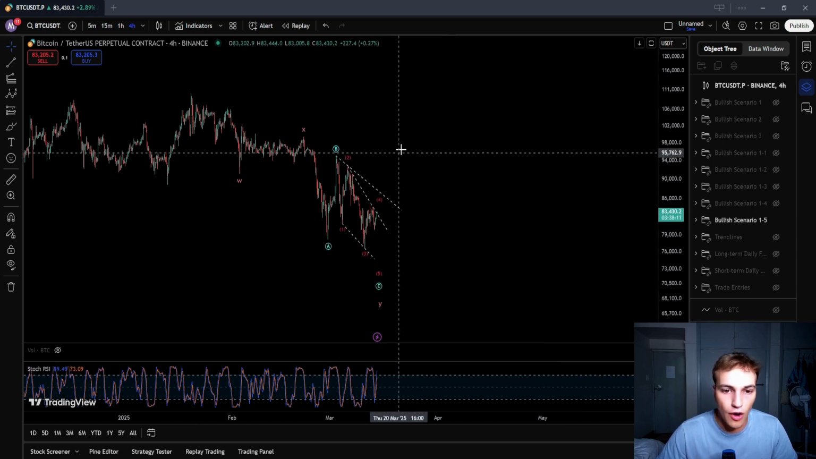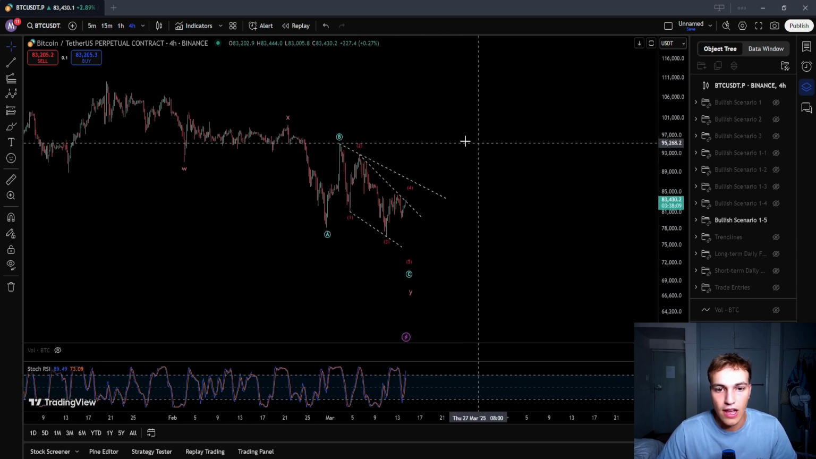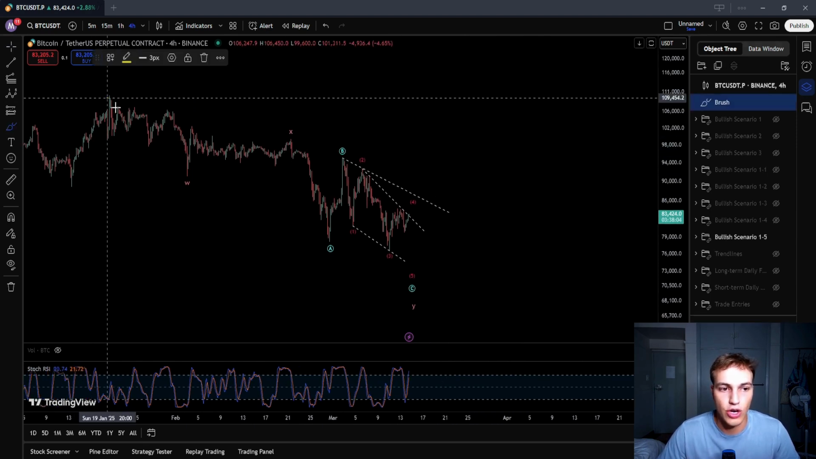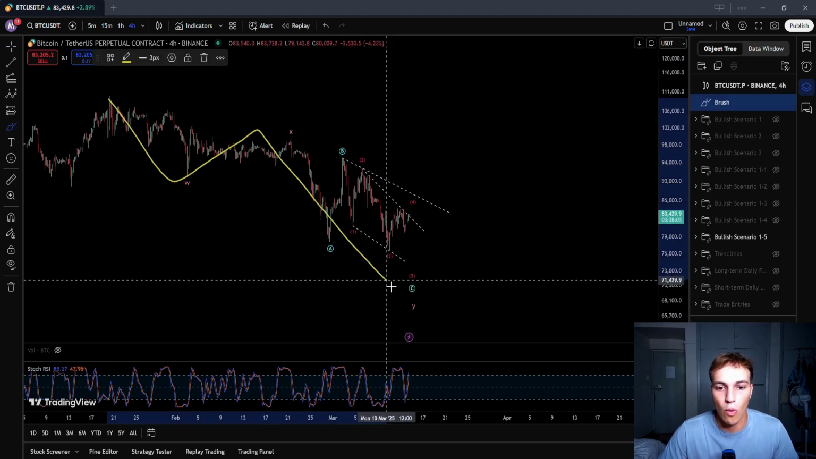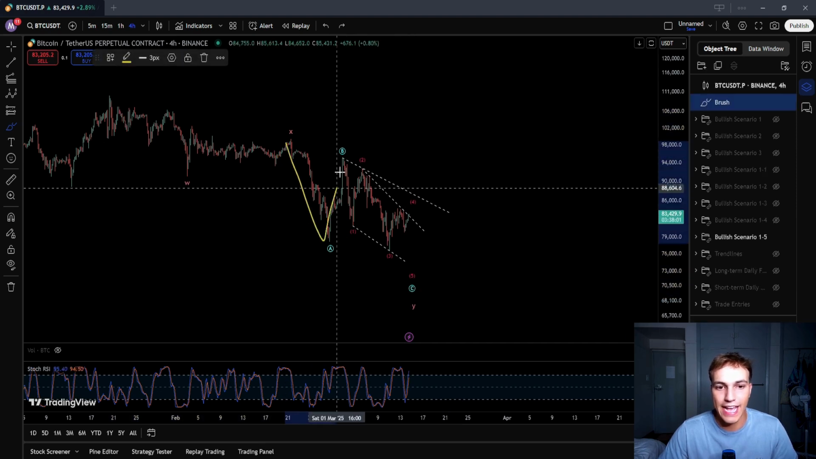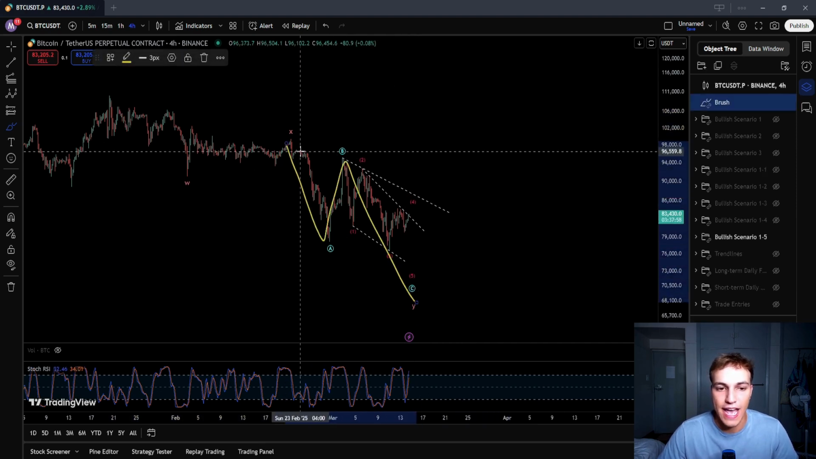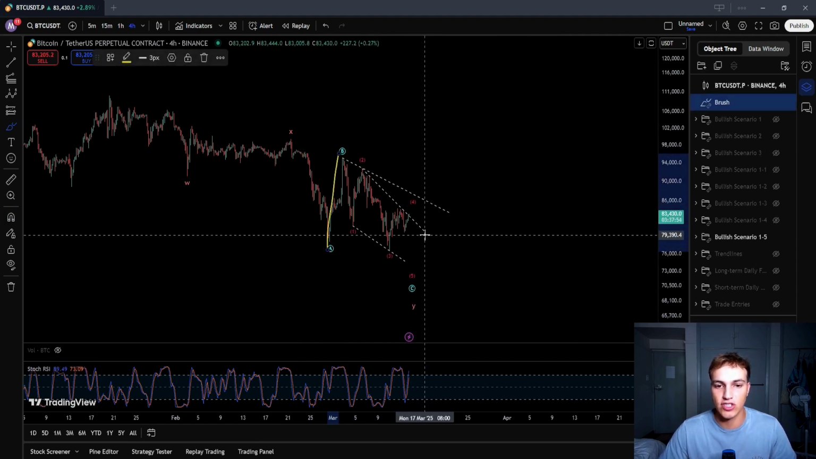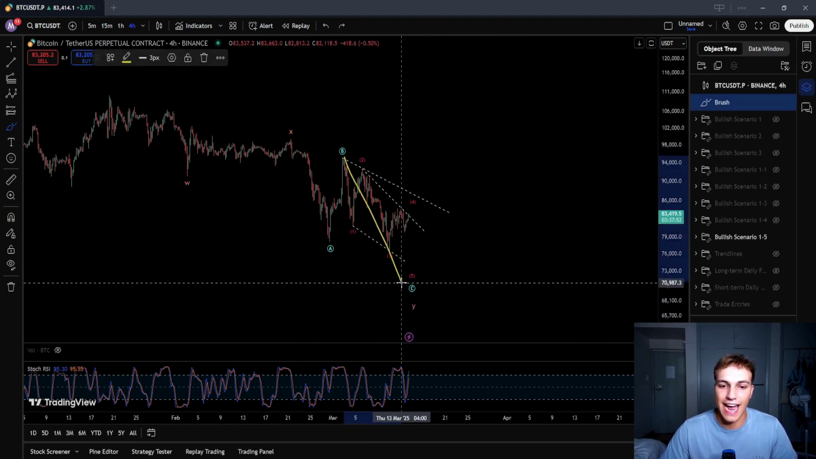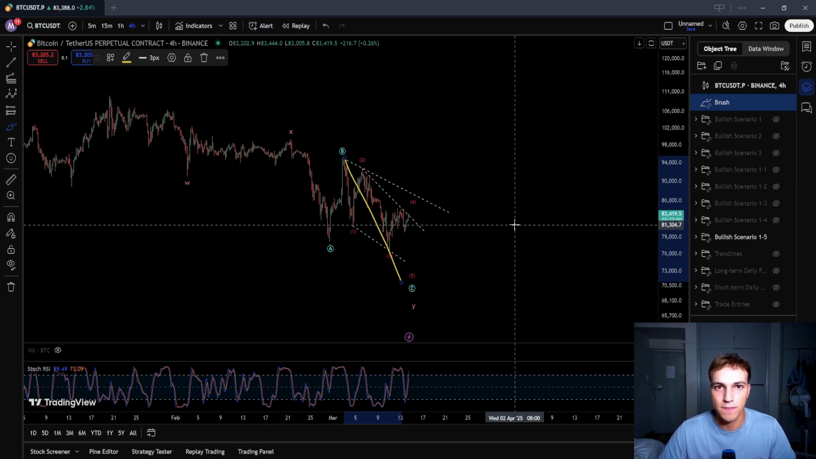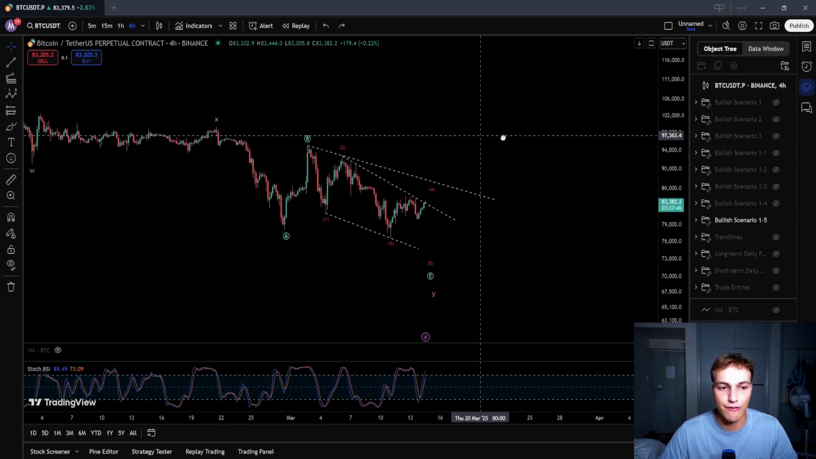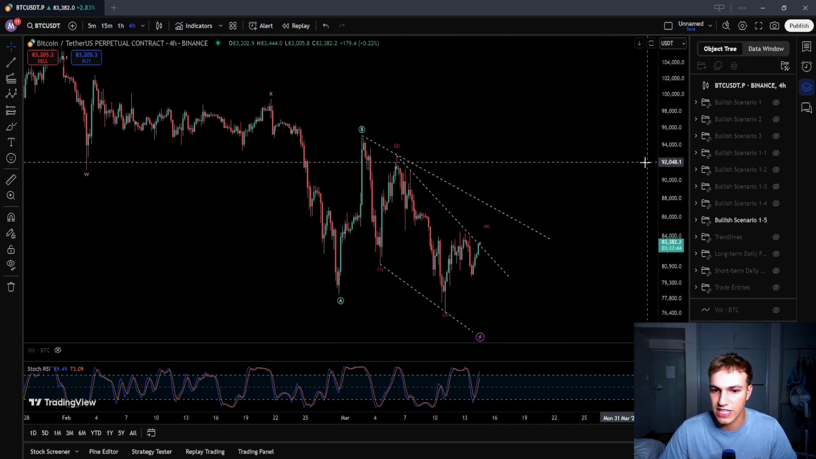Then on our last scenario, we have a WXY again with an A, B, C, where we have a standard 5-wave structure in A, 3-wave structure in B, and now a diagonal in wave C. This is my main scenario on the chart as we are looking for the 5-wave structure in wave C towards the downside.